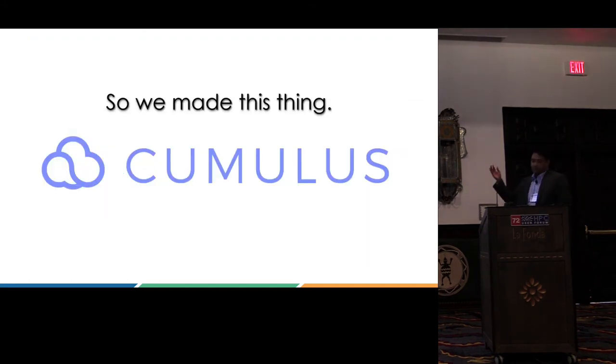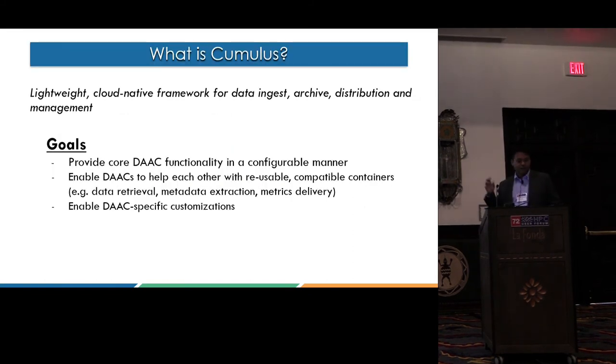So we built something called Cumulus, which is our ingest archive. It's a lightweight, cloud-native framework to do ingest archive for our NASA engineered processes. It's lightweight in the sense that we've tried to minimize the code base to reduce our operational costs down the road. And it's cloud-native because we wanted to optimize the cost. Everything that you design on the cloud has to be cloud cost-optimized. So we went cloud-native, even though it ties us to a particular vendor, but that's okay. We want to minimize our cost right now.